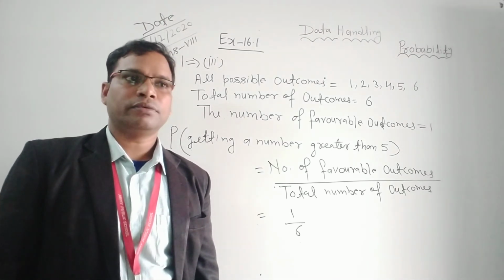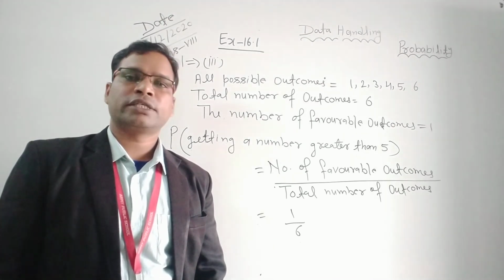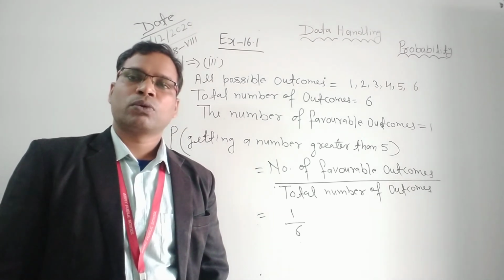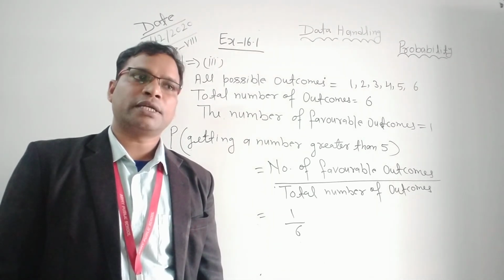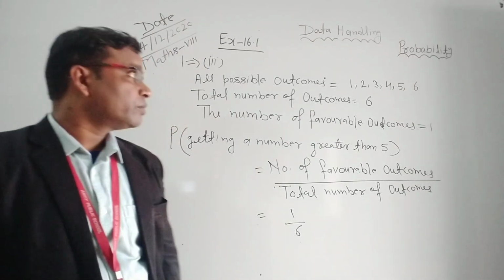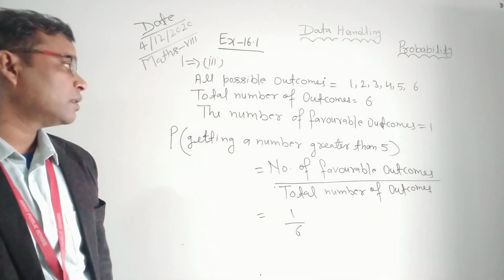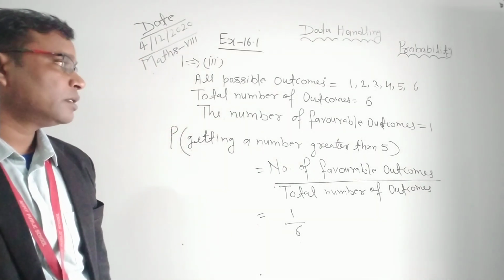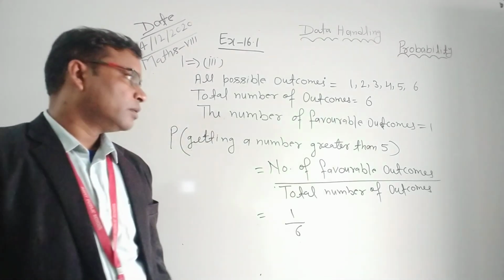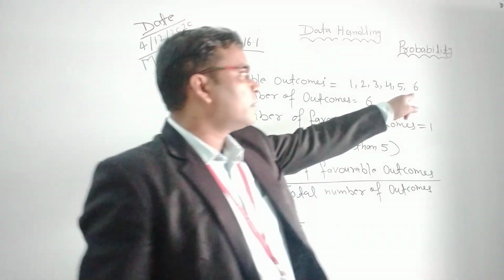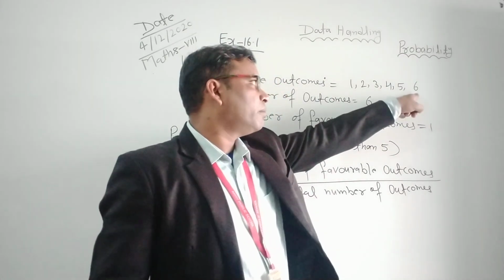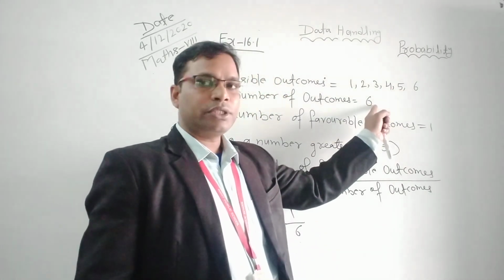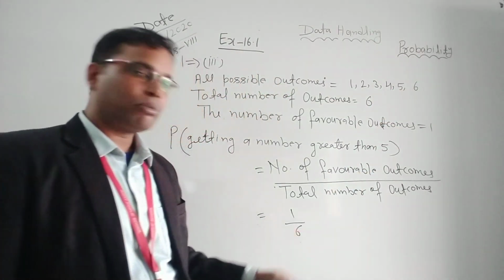Okay, now we are going to discuss the next part, the fourth part of question number 1. But in the previous question we needed to find getting a number greater than 5. You can see only 6 is greater than 5. So our favorable number is 1, but our possible numbers are 6. So 1 upon 6, this is the probability.